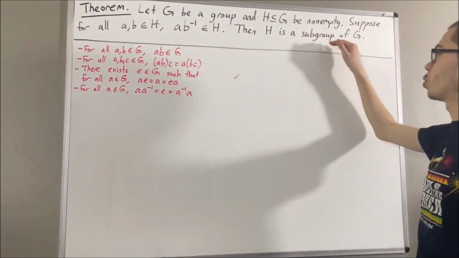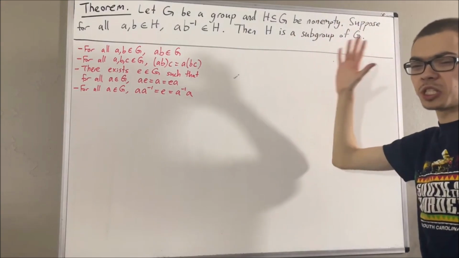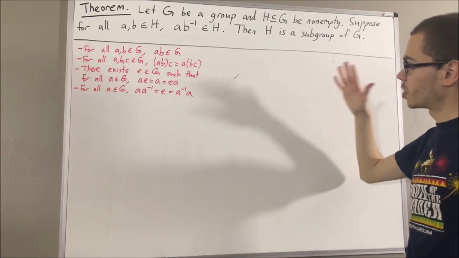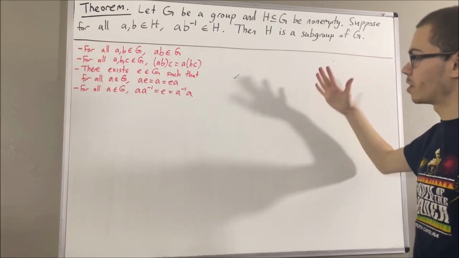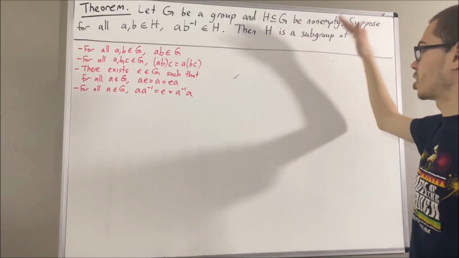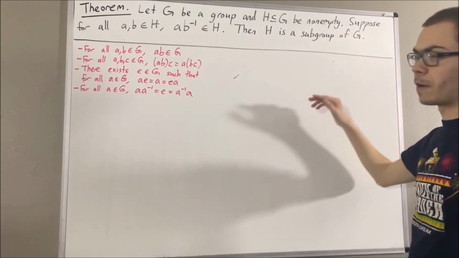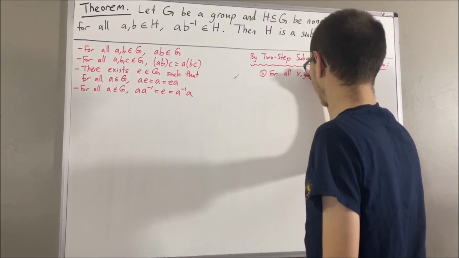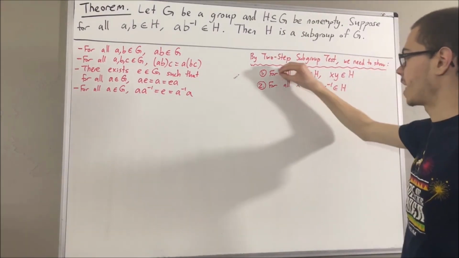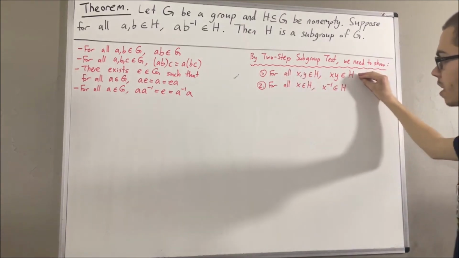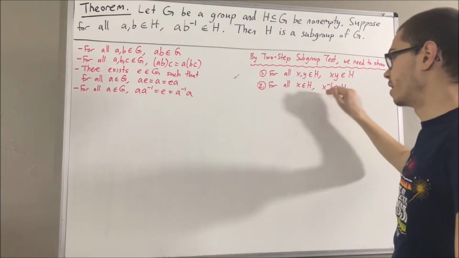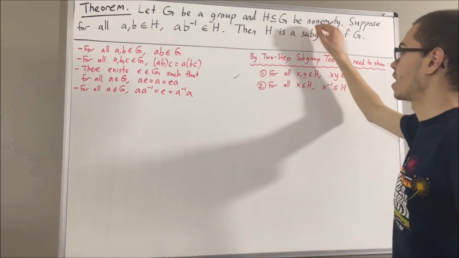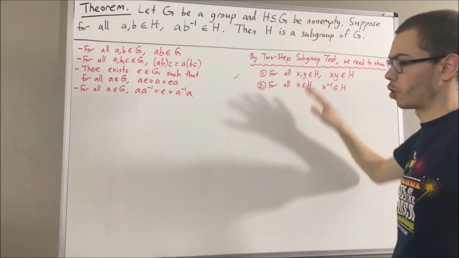Now, to prove that H is a subgroup of G, we are going to be using the two-step subgroup test, which we have proven. And I'll leave the proof of that in the description below. So, the two-step subgroup test tells us, in order to prove H is a subgroup of G, all we have to do is verify the following two facts. We need to show that H is closed under the binary operation, and we need to show for all x in H, the inverse of x belongs to H. Now, the two-step subgroup test also tells us we need H to be non-empty, but we're given that, so we don't have to worry about that.